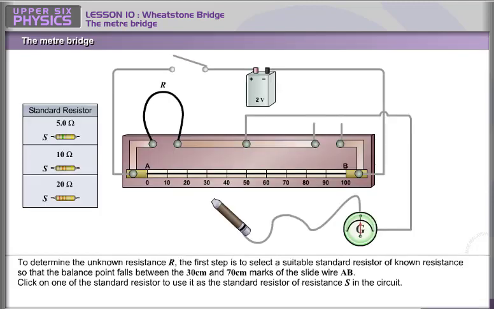To determine the unknown resistance R, the first step is to select a suitable standard resistor of known resistance so that the balance point falls between the 30 cm and 70 cm marks of the slide wire AB. Click on one of the standard resistors to use it as the standard resistor of resistance S in the circuit.